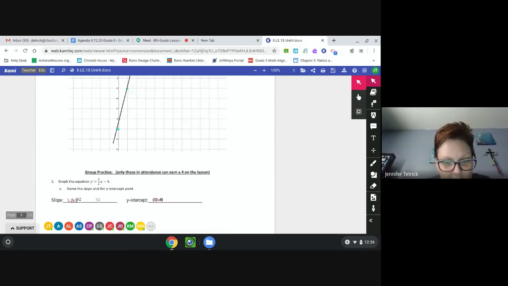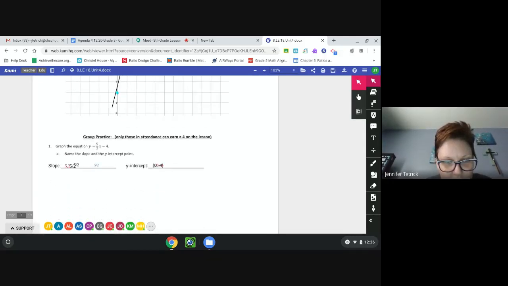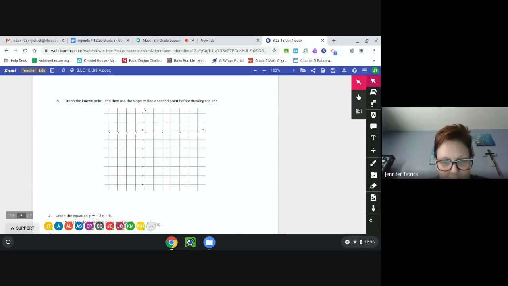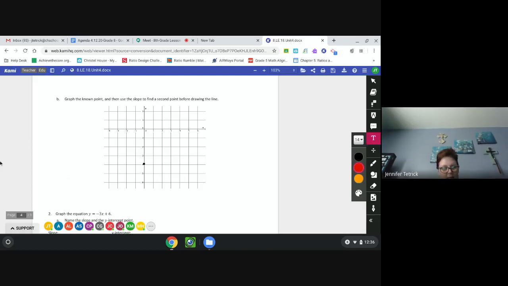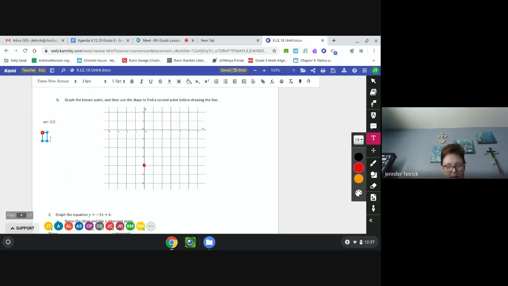We said our y-intercept was -4. So someone put a 0, -4 dot using the drawing thing for me. Just one person. Or all of you. Doesn't matter. 0, -4. McCoy, do you remember what they said our slope was? It was 5/2. I think so. Okay. Now someone do the rise 5 and run 2.